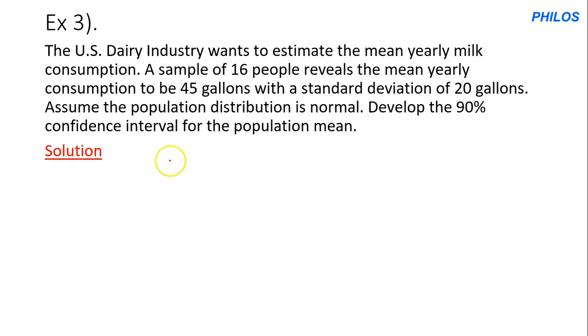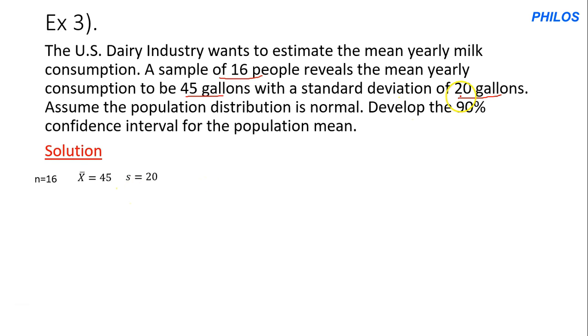So to solve this, when you look at the question, the sample size is 16, so it means that our n is equal to 16. And the sample mean is 45 gallons, so meaning our x bar is 45. And also, the standard deviation is 20 gallons, so small s is 20.